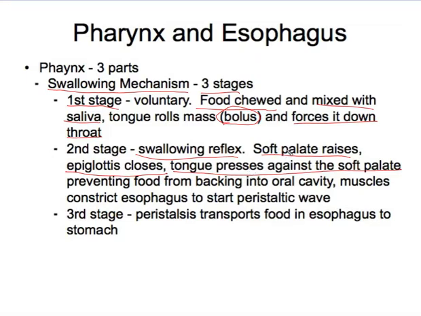So the soft palate raising, part 1, seals off the nasal cavity. Part 2 closes off the trachea. And part 3 prevents food from going back into your mouth, prevents food from backing into the oral cavity. And then muscles in the esophagus contract and peristalsis continues. And so that's stage 3, this peristaltic movement of food from the esophagus to the stomach.